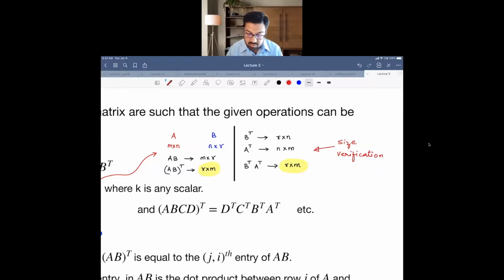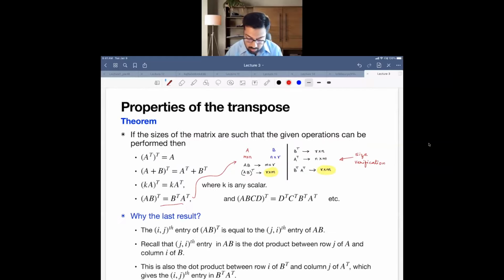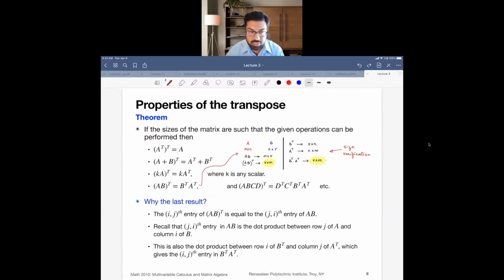In terms of size, this property over here, we are able to make sense out of that. But let us try to look at a lot more detail, because the size being the same doesn't mean all the elements are the same. So let's try to take a look at each element, and we'll try to prove this in general.